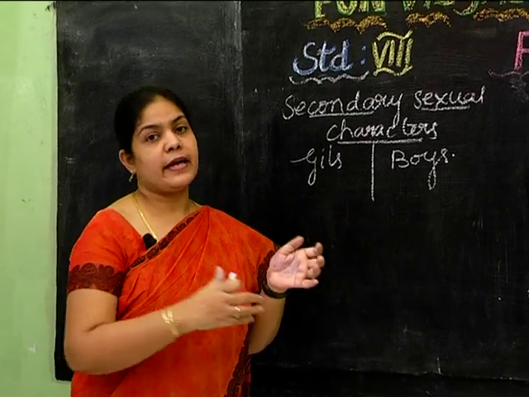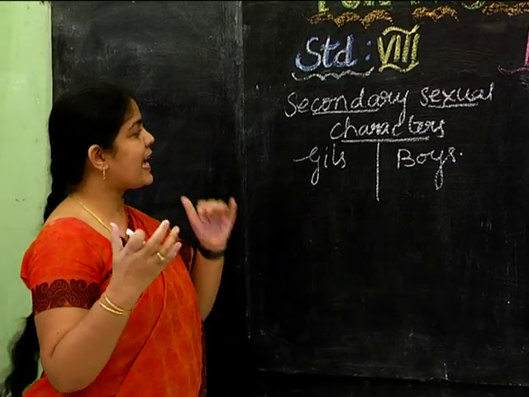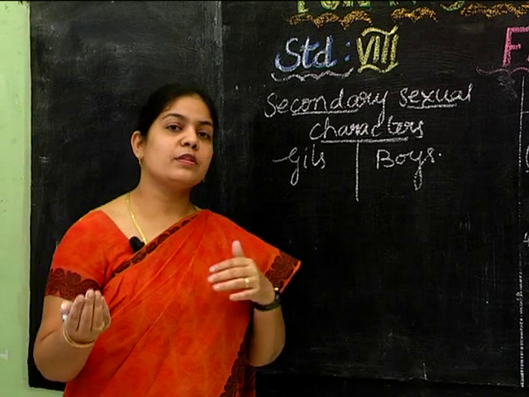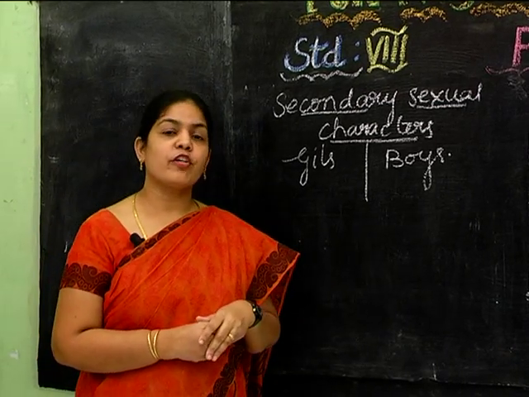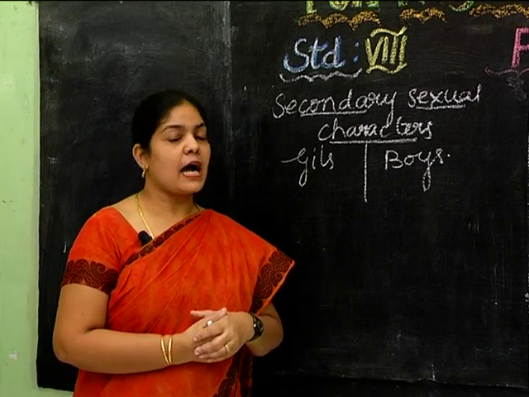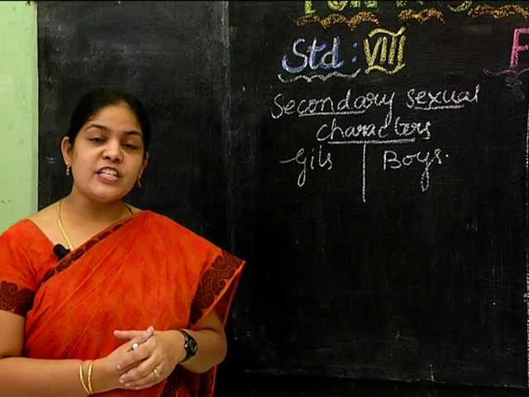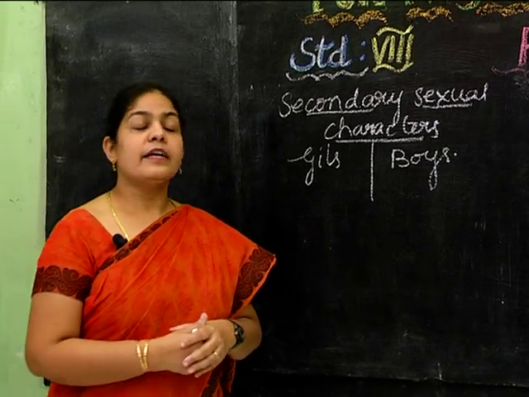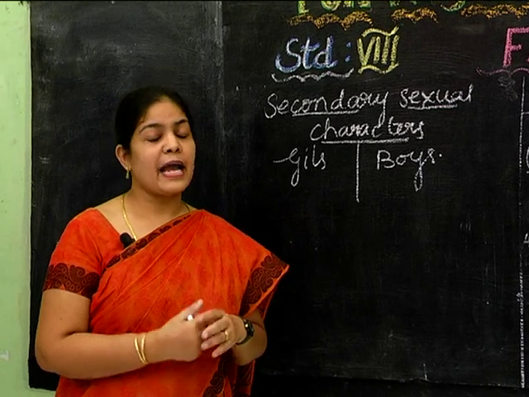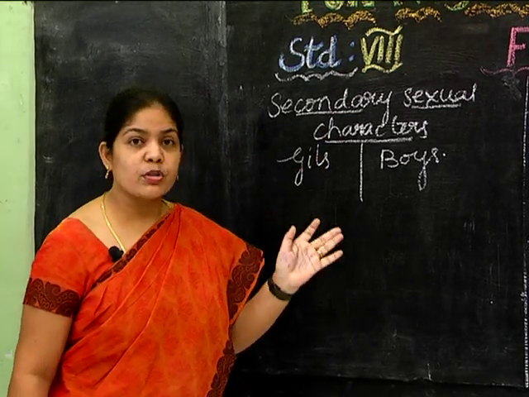But how do we distinguish a boy and a girl? The characters which specifically distinguish a boy and a girl are called secondary sexual characters. Secondary sexual characters are a little bit different in boys and girls. In boys, we can see the development of facial hair like beard and mustache, development of muscles, increase in weight, and their voice becomes harsh and low pitched. Whereas in girls, we can see the development or enlargement of mammary glands, initiation of the menstrual cycle, deposition of fat in the hip region, broadening of the pelvic region, and their voice becomes high pitched.